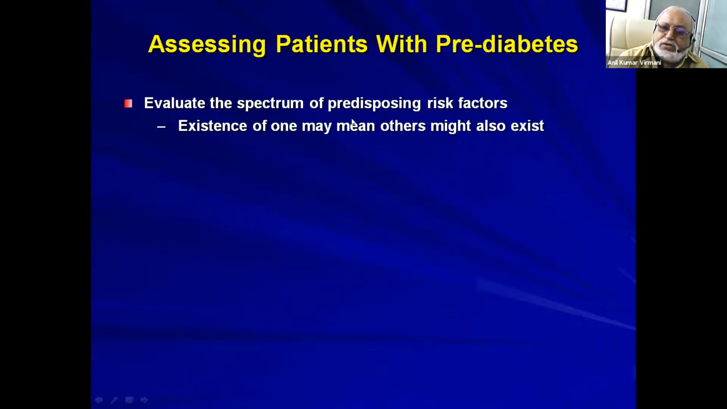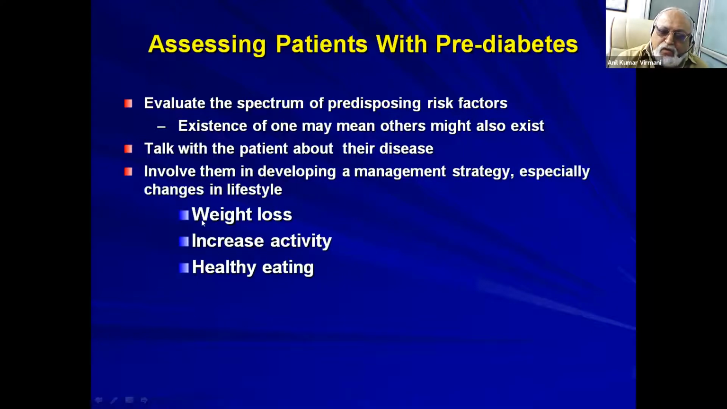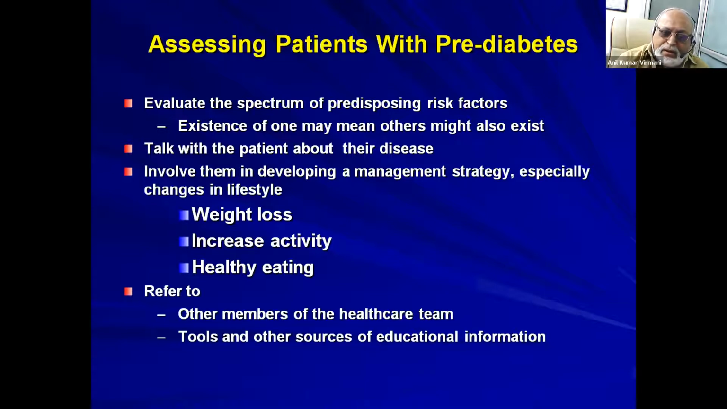We must evaluate the spectrum of predisposing risk factors. If you find one risk factor, say obesity, look at the others, whether he is a smoker, whether he is hypertensive, whether he is dyslipidemic. So you have to look at each and every risk factor comprehensively. Talk to the patient about the disease. Take him into confidence. He is going to decide the treatment. Involve him in weight loss, how to increase activity, how to eat healthy. These are the things which I said are very important for an intensive lifestyle intervention. If needed, refer them to other members of the healthcare team, maybe a dietitian, maybe a counselor, and use tools and other resources of educational information.